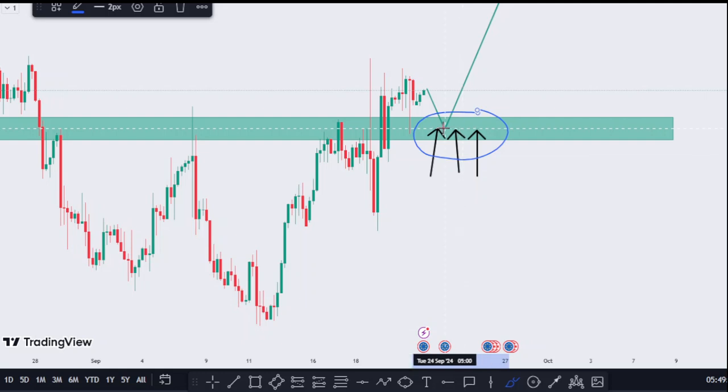So if you don't see any of these loaded entry system criteria, don't execute. Just allow the market to go or ignore what the market is doing at that particular moment. That is all about Euro USD.